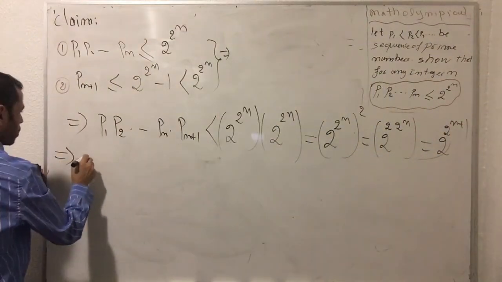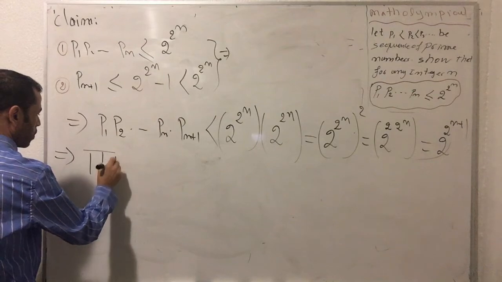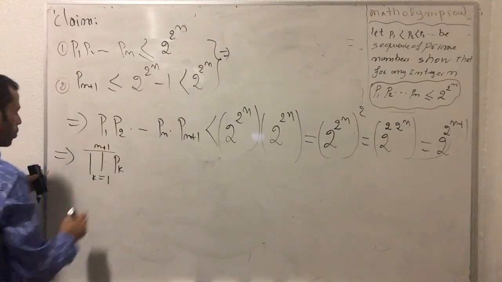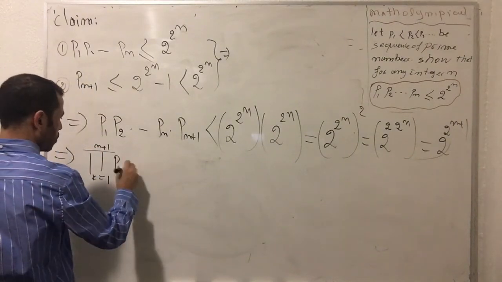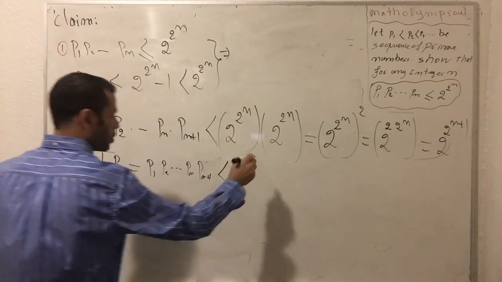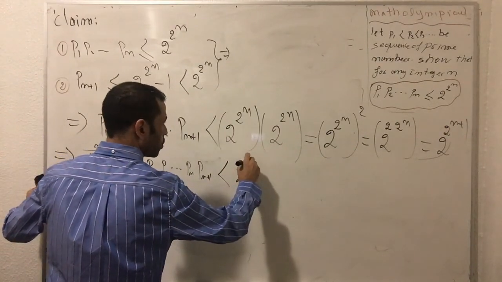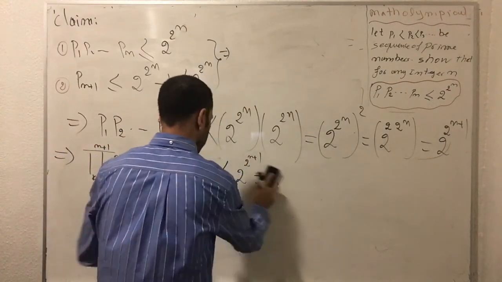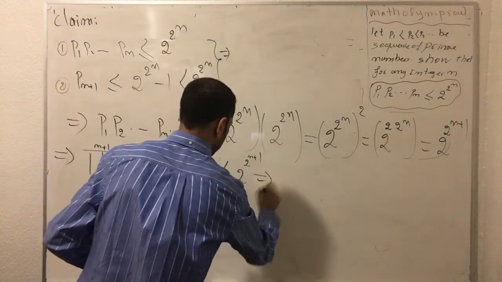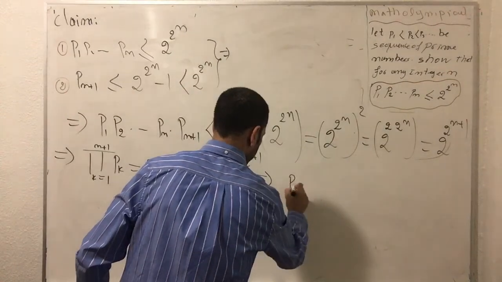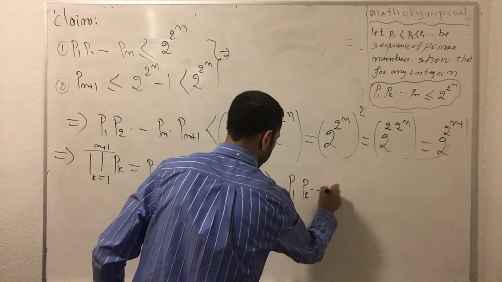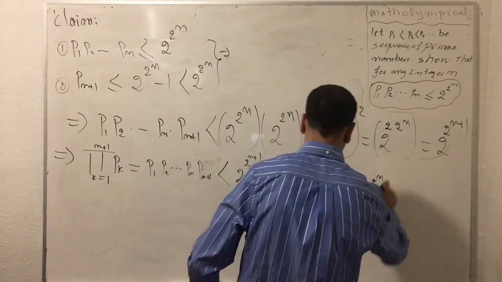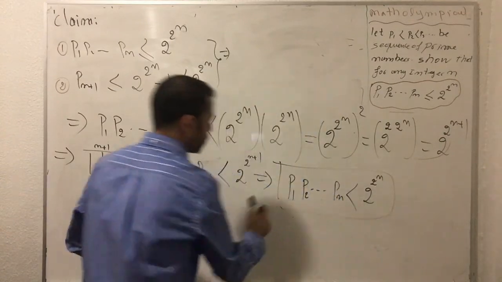Okay, that means the product of Pk, k going from 1 to n plus 1, is strictly less than 2 to the n plus 1. Finally, the product P1 through Pn is strictly less than 2 to the n. Okay, this is the proof of this problem.